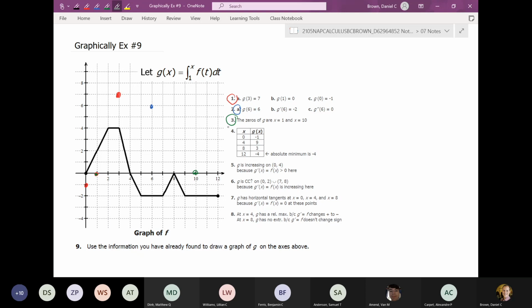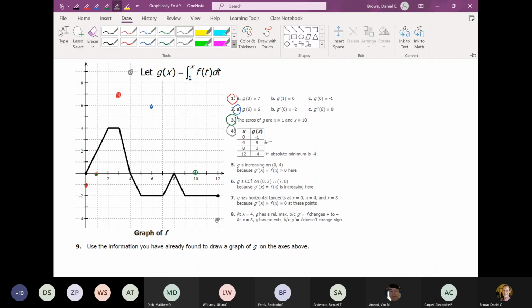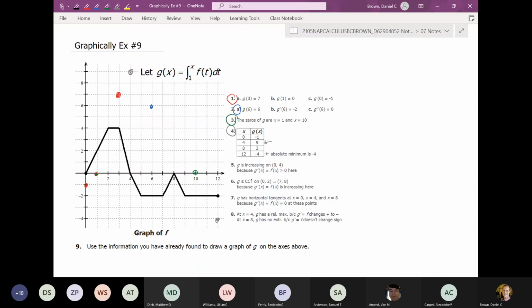We also did a candidates test, and some ones that we didn't have on there was the absolute maximum. Didn't ask for it, but it was when x was equal to 4. And then the absolute minimum was when x was equal to 12. So I'm going to highlight what G looks like in pink. It's concave up from 0 to 2, and 7 to 8. So it looks something like that.